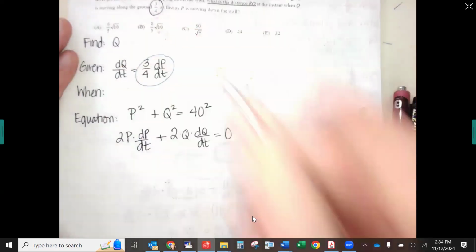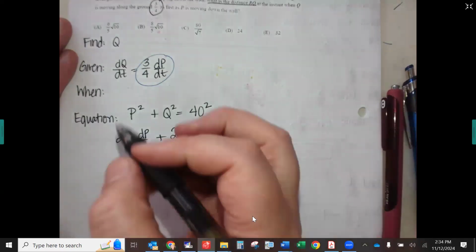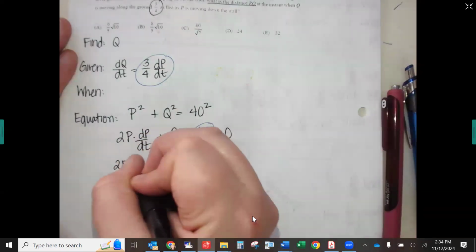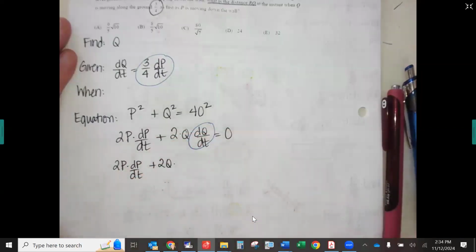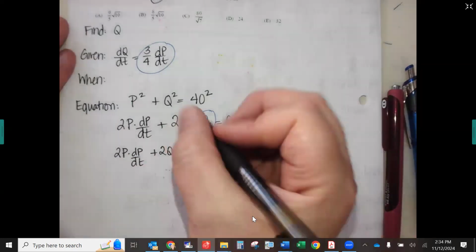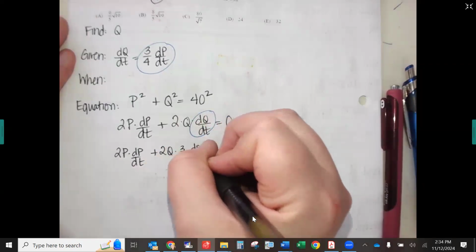Okay, from here, the only thing we have to plug in is that they told me that dQ dt is 3/4 of dP dt. I'm going to plug that in right here. So I'm going to have 2P dP dt plus 2Q, and then when I get to dQ dt, I know that it's 3/4 dP dt.